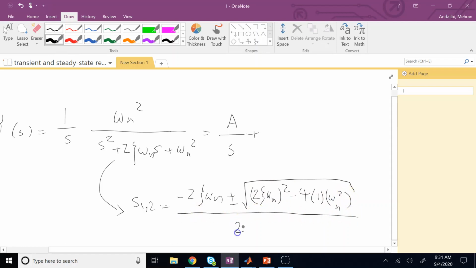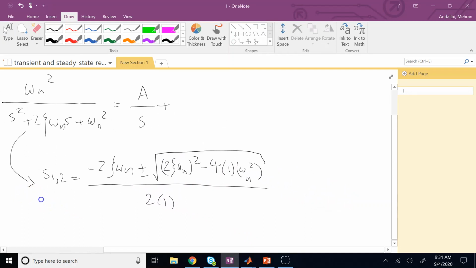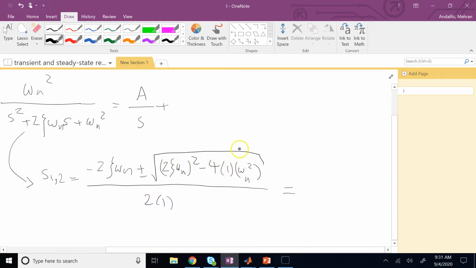divided by 2a. If you look here inside this square root, this is going to be 4 zeta squared omega n squared. This is 4 omega n squared. So you can factor out a 4 omega n squared out of it, and then it is going to be zeta squared minus 1. And then this 4 omega n squared comes out of the square root, becomes 2 omega n, and this guy also has 2 omega n. So you can factor out the 2 omega n's, cancel out the 2.